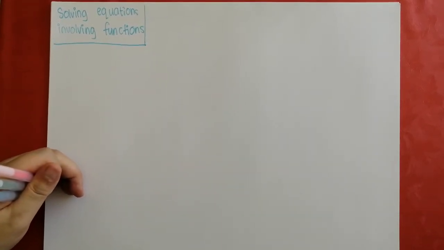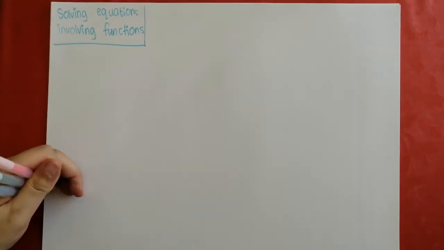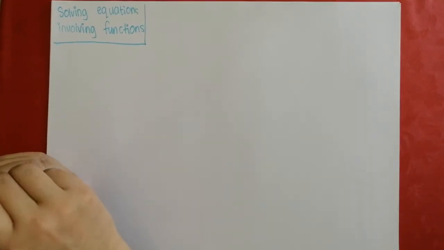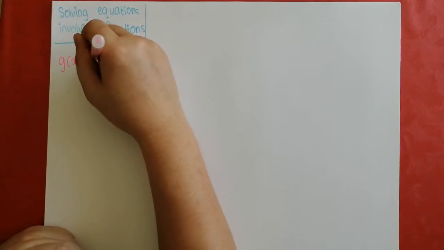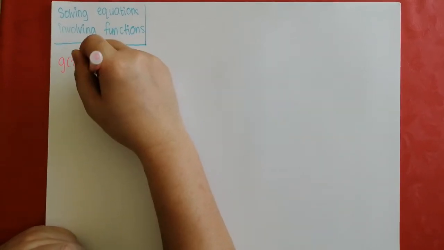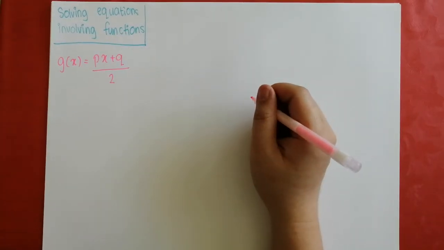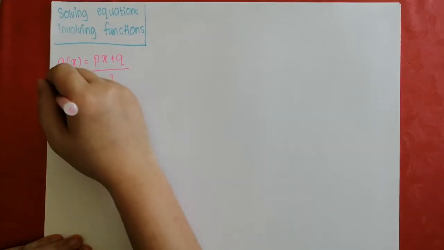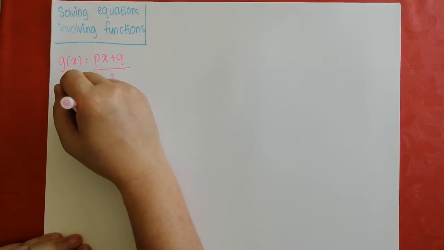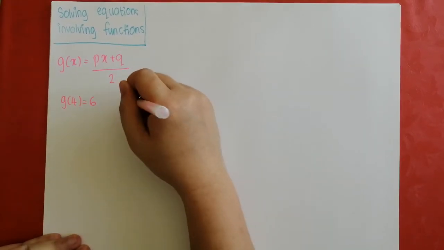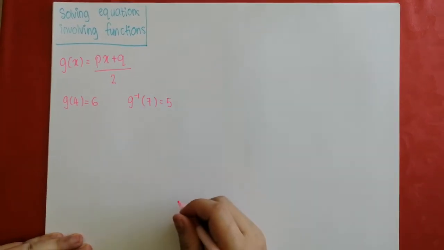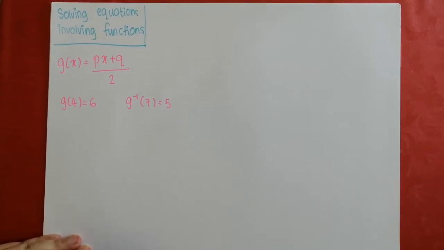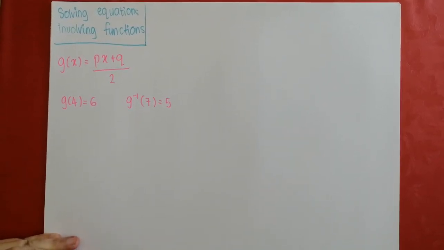So today's video is on solving equations involving functions. The first example in your notes: you are given a function g of x equals (px plus q) over 2. Then you are given two conditions. The first condition, g of 4 equals 6, and the second condition, g inverse of 7 equals 5. In the first part of the question, you are asked to find the value of p and q.